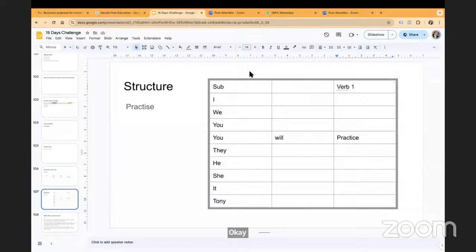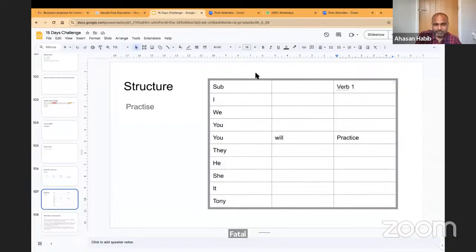I will practice, we will practice, you will practice, they will practice, he will practice, she will practice, it will practice, Tony will practice. Excellent. Please type in chat box. Thanks, Sadia. So now I'd like to request another one. Shumi, can you please unmute yourself and give me 18 sentences in one breath?